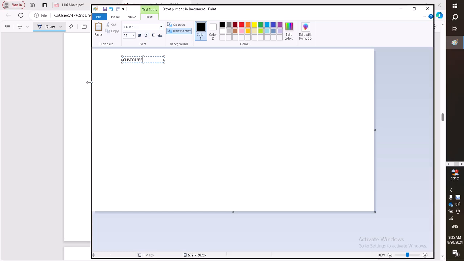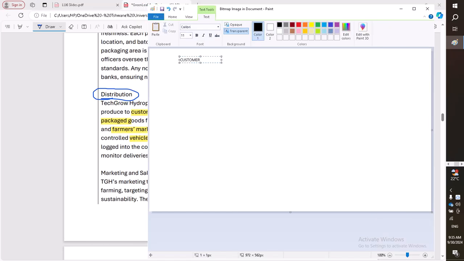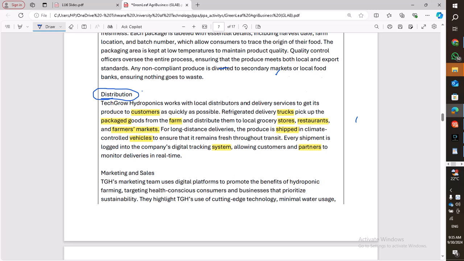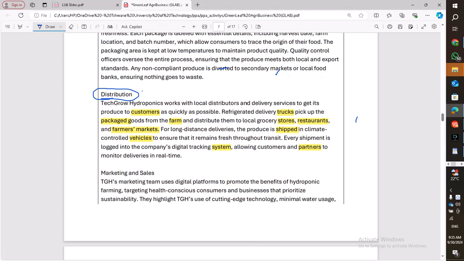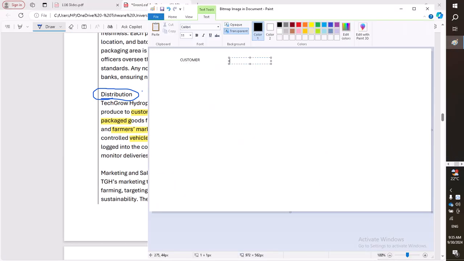The customer. Another thing that I think is going to help me is the truck. The other thing that's happening is the truck. I have the truck.